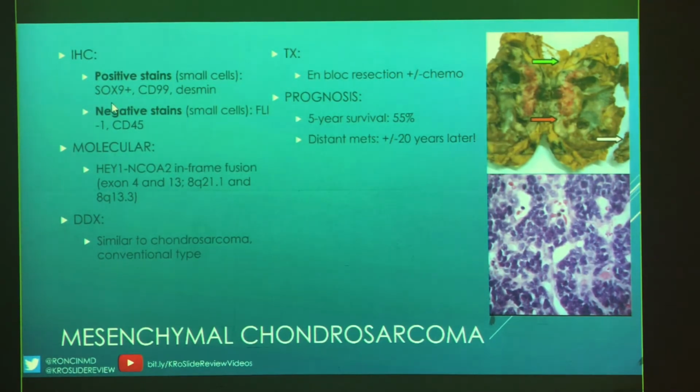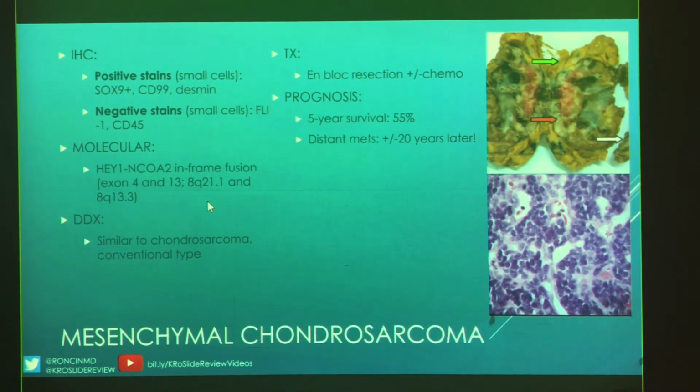The small cells will be positive for SOX9, CD99, and desmin, and your small cells will also be negative for FLI1 and CD45. The molecular finding is an in-frame fusion of HEY1 and NCOA2, that's exon 4 and 13, between chromosome 8q21.1 and 8q13.3. So that sounds like a fun thing that maybe they would ask about on boards, because any of these minor details are things that they love to ask about on exams.